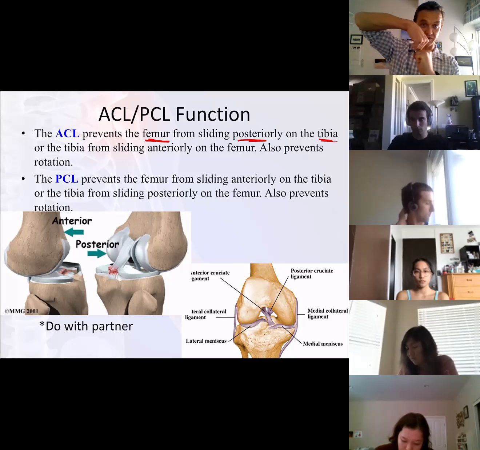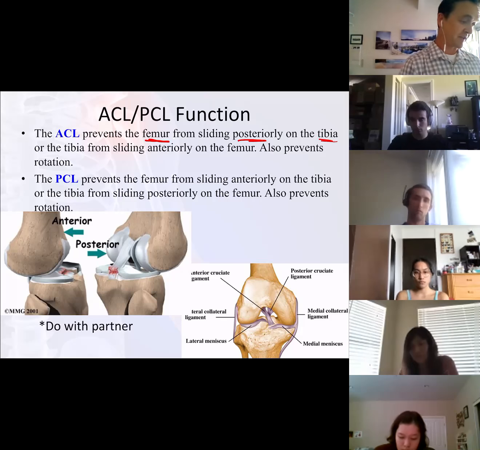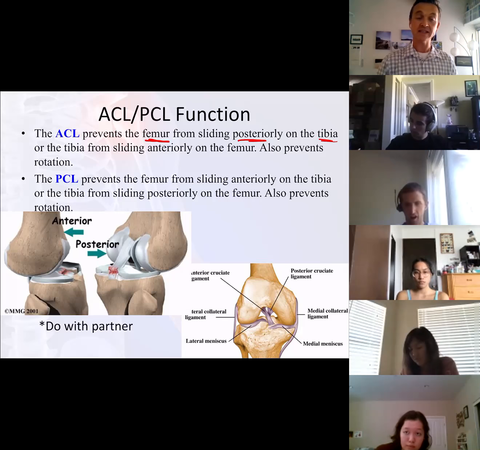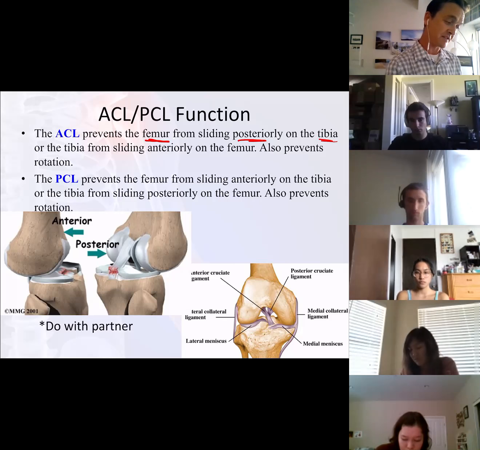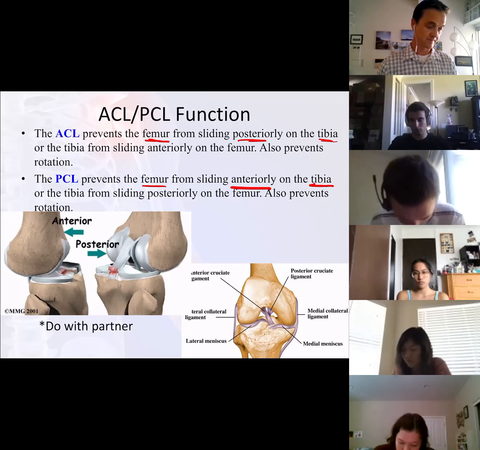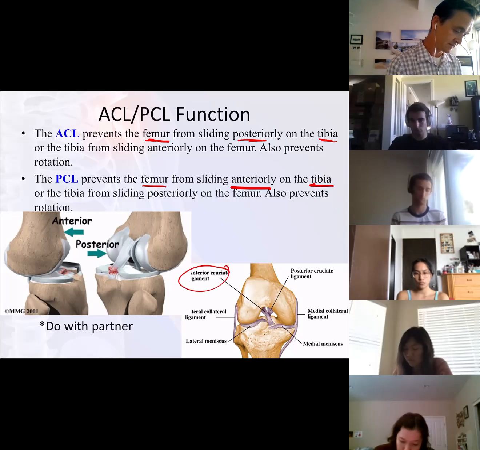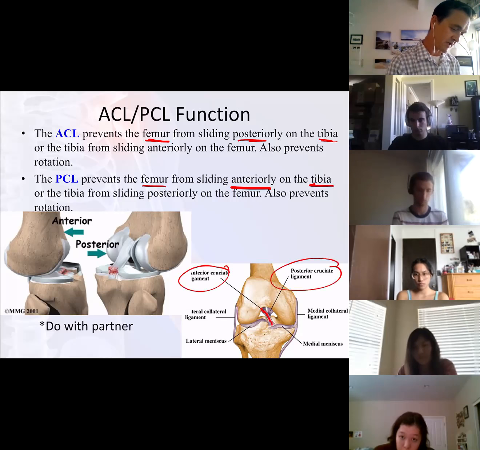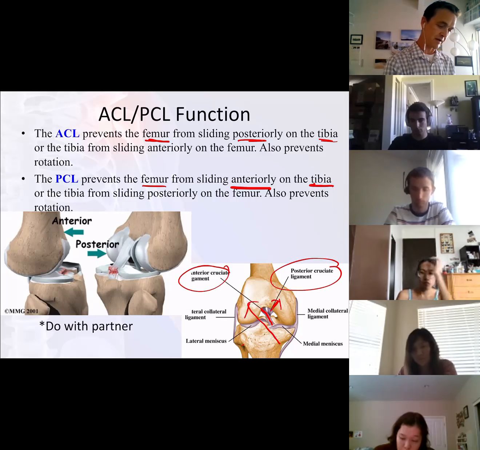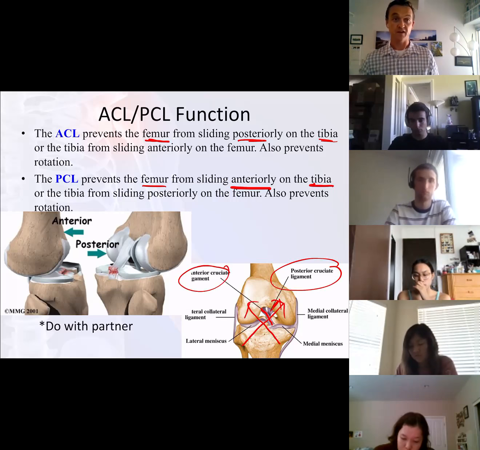Do you see the same thing? Because it's just doing this motion, right? And so we could say the ACL prevents the femur from sliding posteriorly on the tibia, or we could also say the ACL prevents the tibia from sliding anteriorly on the femur. Okay, the PCL is the opposite. PCL prevents the femur from sliding anteriorly on the tibia. Or we could say the PCL prevents the tibia from sliding posteriorly on the femur. And we can see them here. So here's the ACL, that one right there. And here's the PCL, it goes behind it that way. So ACL goes medial to lateral, PCL goes lateral to medial. And now cruciate means cross, right?